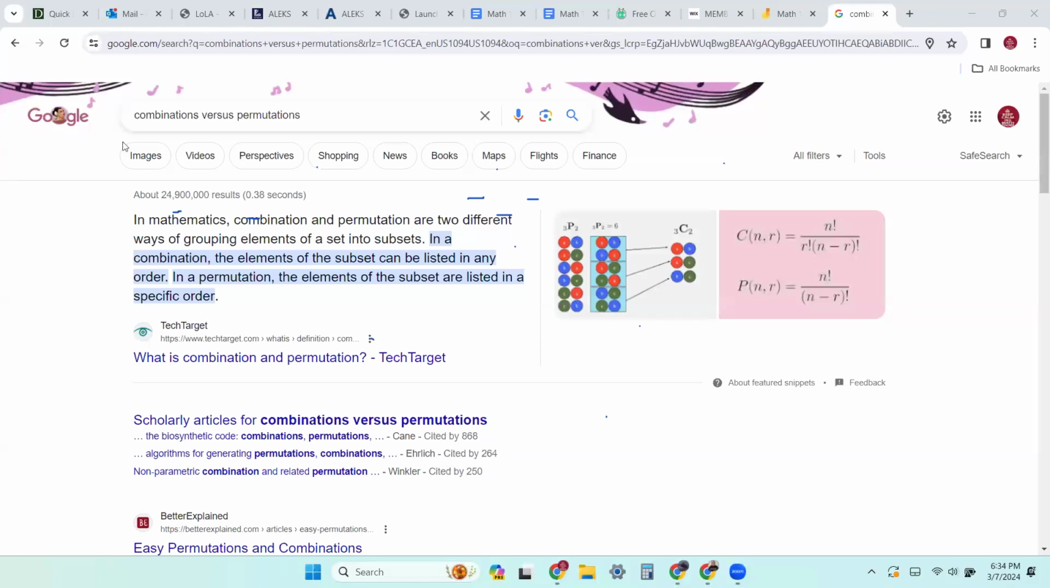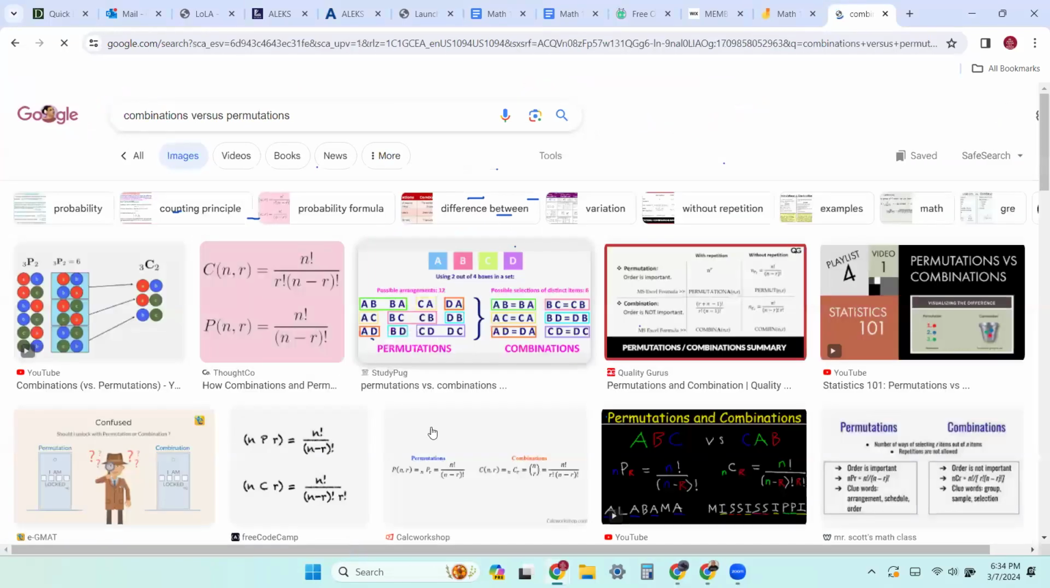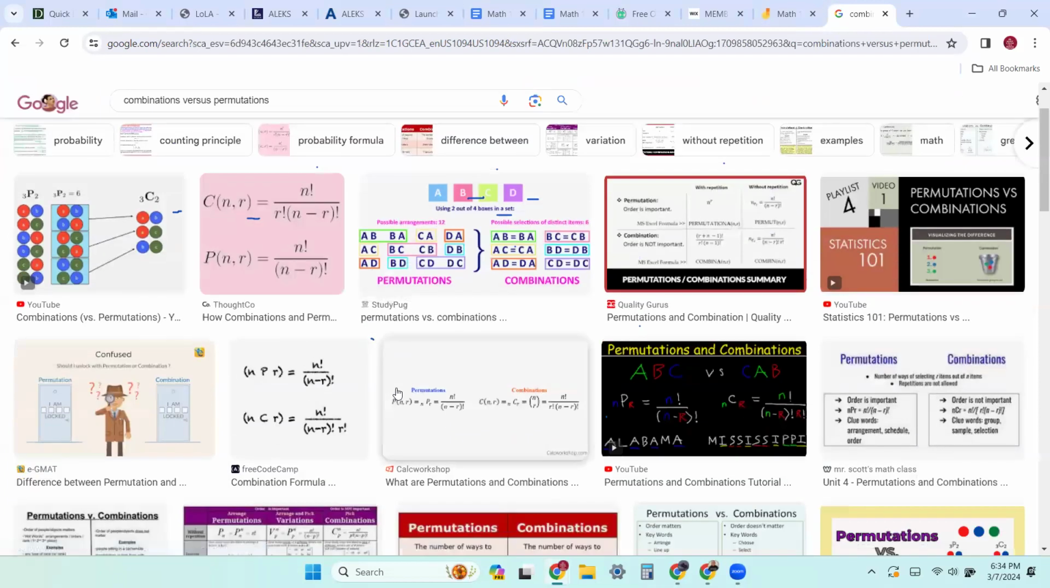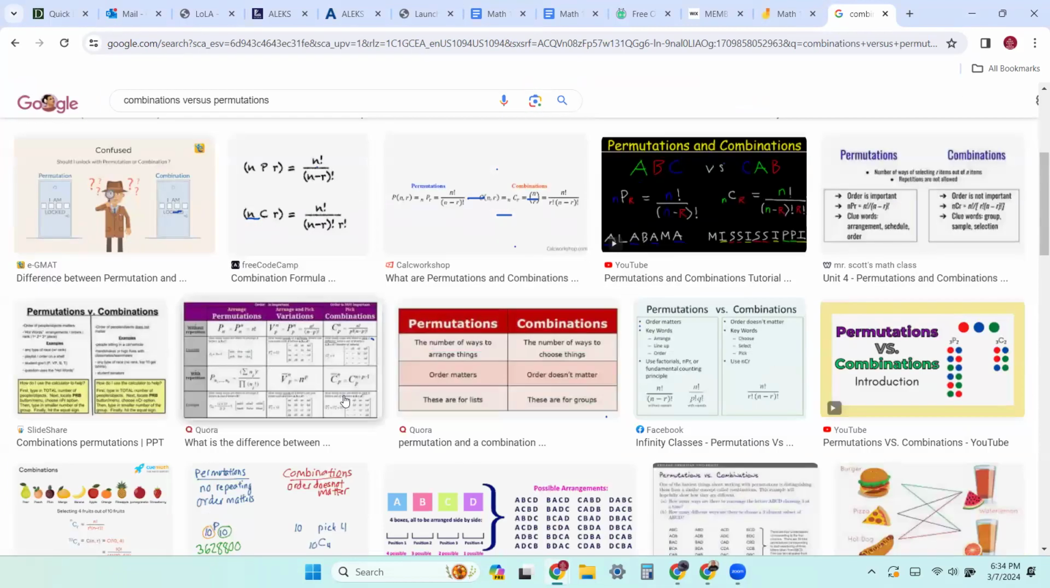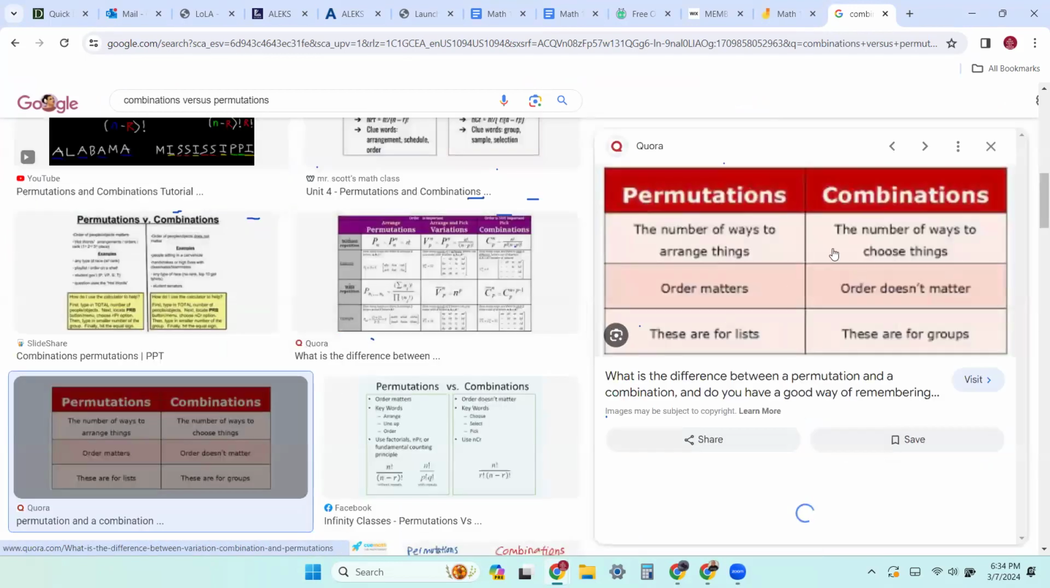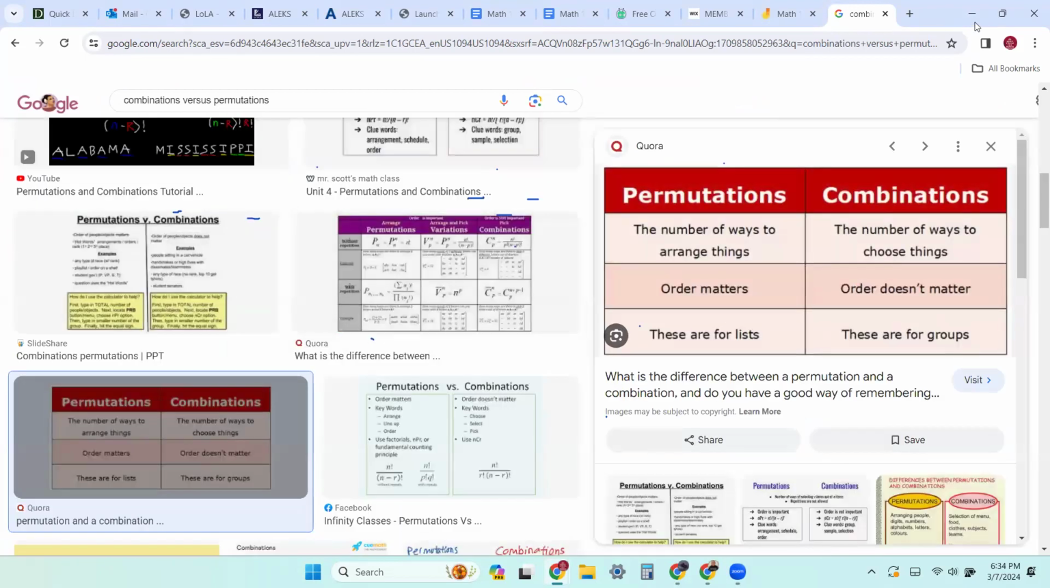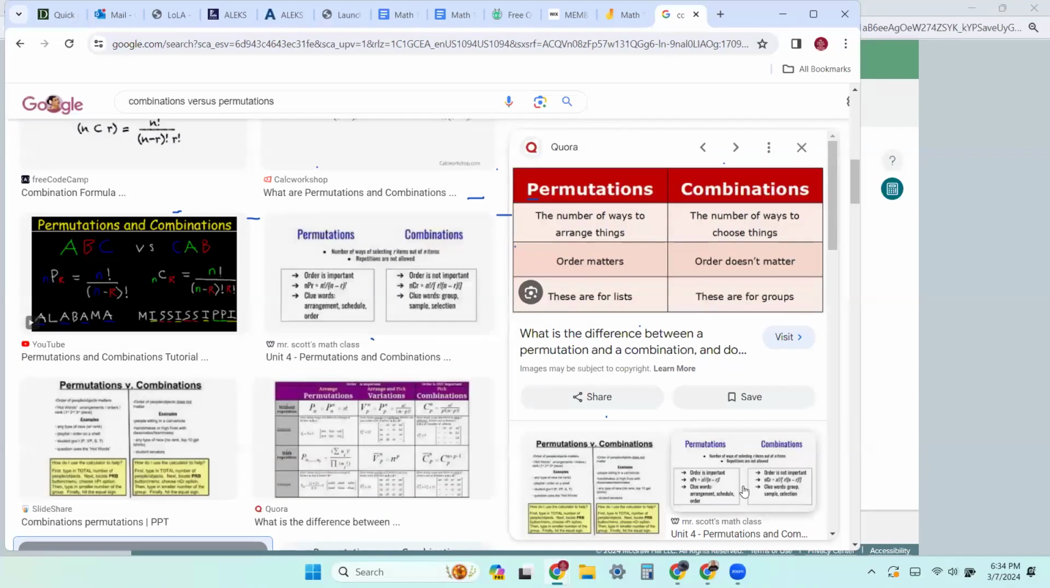Let's see if we can find a nice little thing. First is commutation. I don't really like that. I'm not sure what they mean here, but see, order matters, order doesn't matter. I was trying to find a different way to look at it.